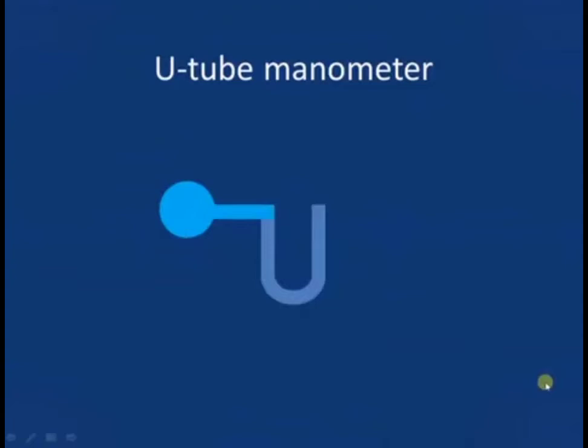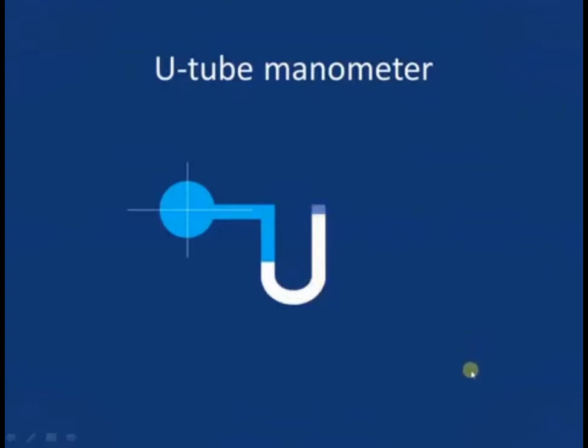Now, let's connect the left leg to the pipe so the liquid will enter the left leg of the U-tube manometer from the pipe, and it will force the level of the manometric liquid in the left leg in a downward direction, and the corresponding rise of the manometric liquid will be there in the right leg.